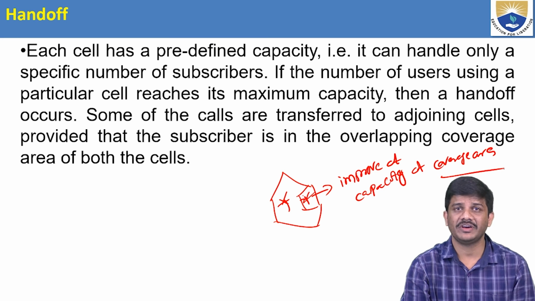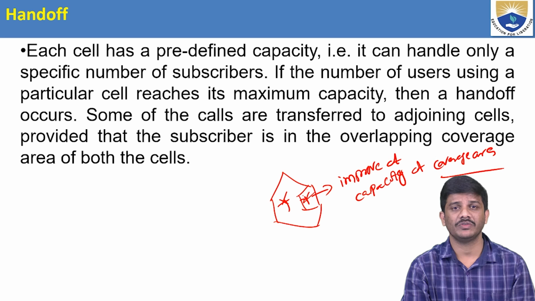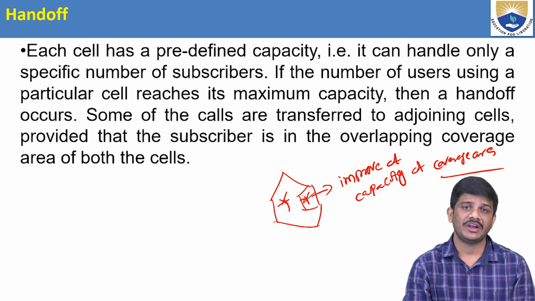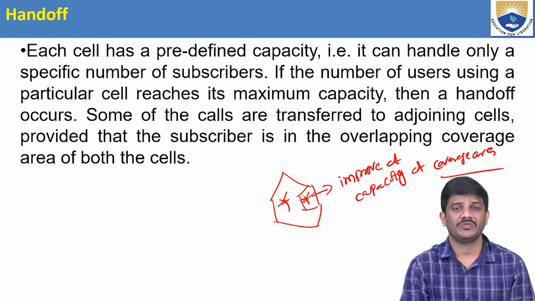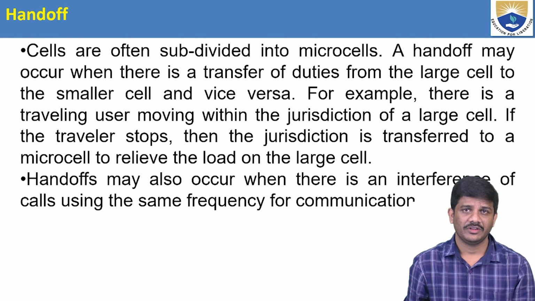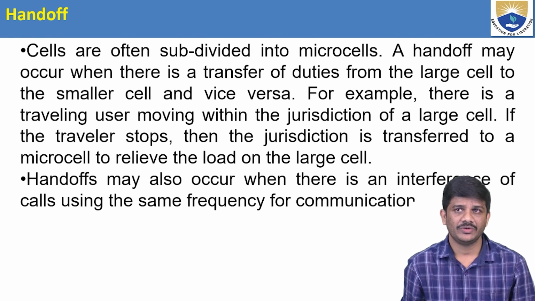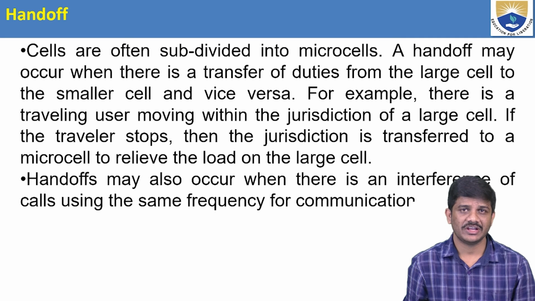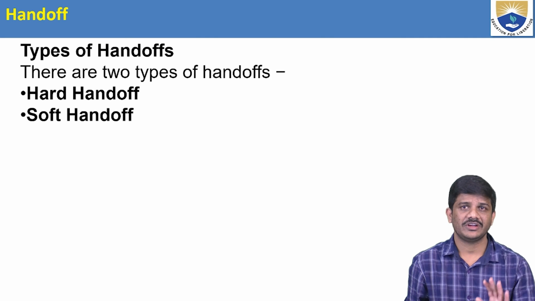That is the main advantage of the frequency reuse concept. But coming to handoff, we have two types of handoff processes: one is a soft handoff and another one is a hard handoff. Cells are often subdivided into microcells, which we also saw in the last class.